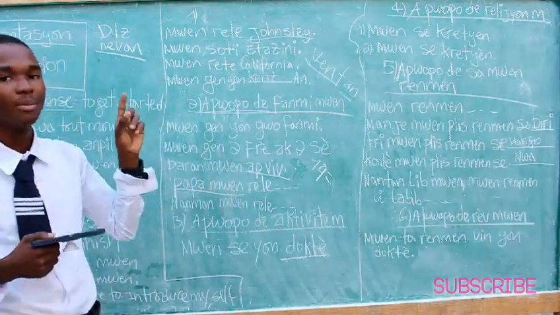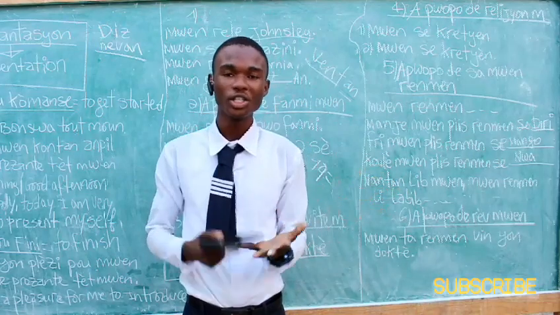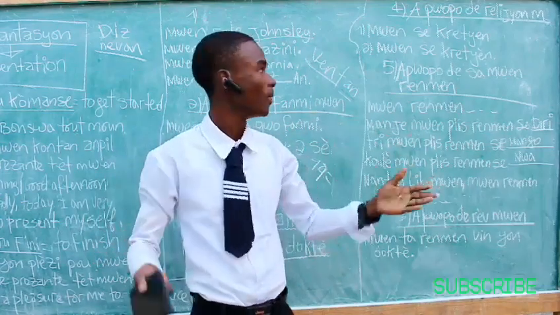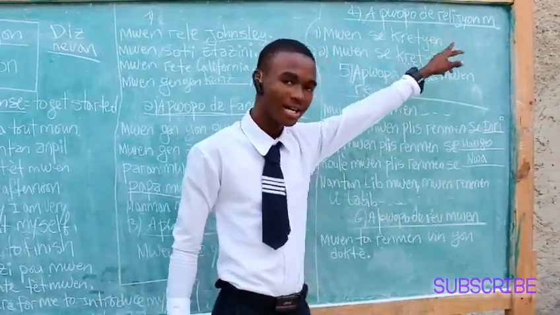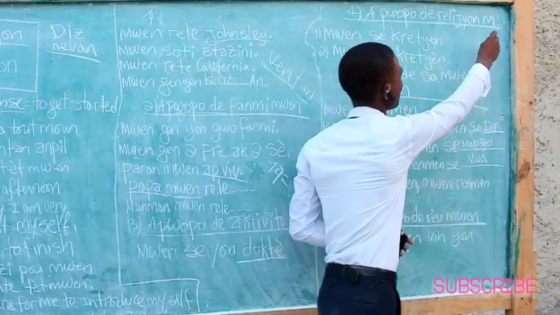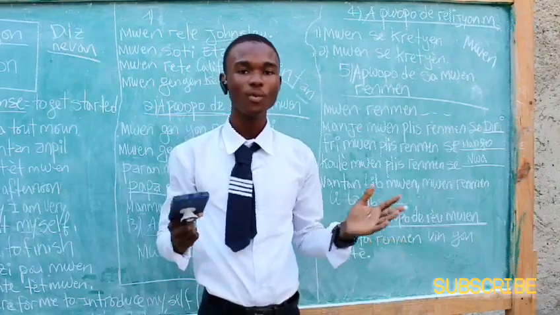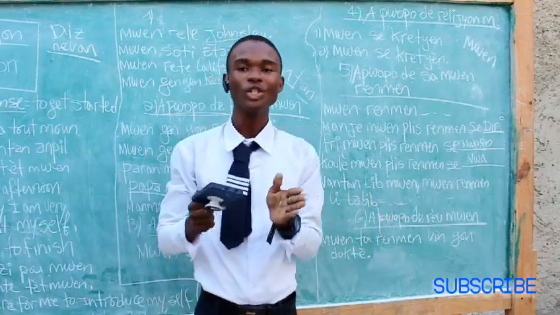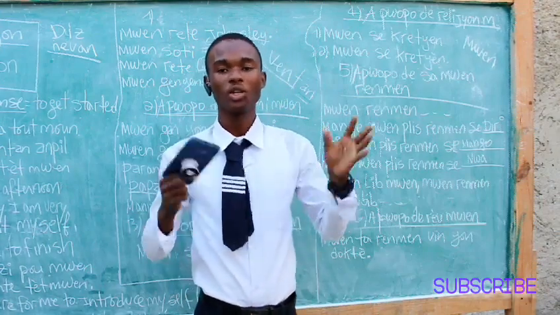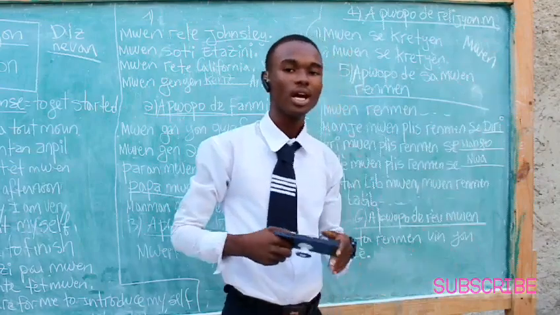So the fourth thing we're going to mention here is your religion, like if you are a Christian or not. À propos de religion. Can you repeat after me? À propos de religion. Here this is the contraction of moins. Instead of saying moins, I just say à propos de religion, à propos de famille. So here, à propos de religion means about my religion.